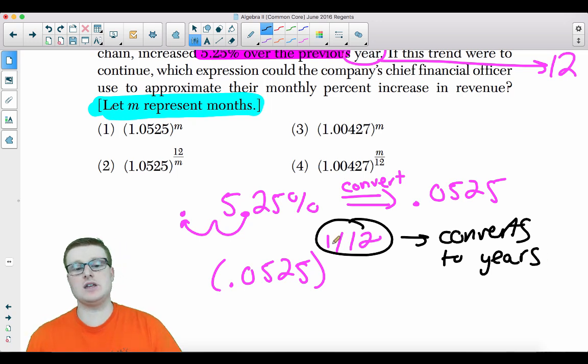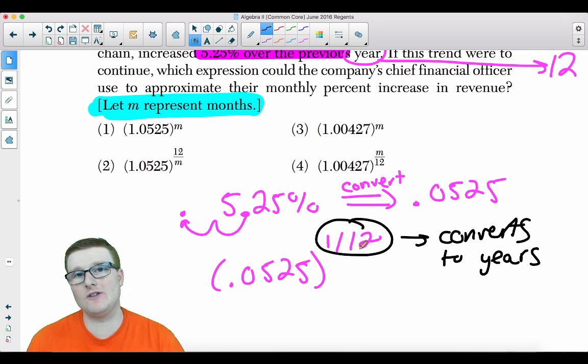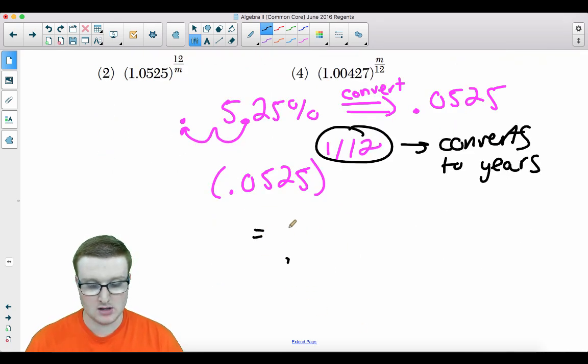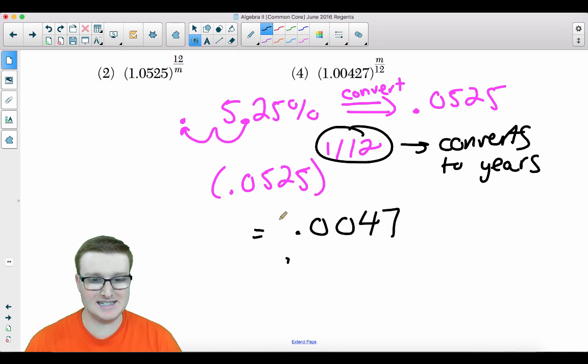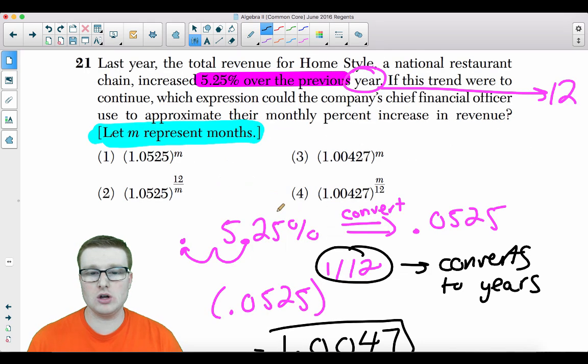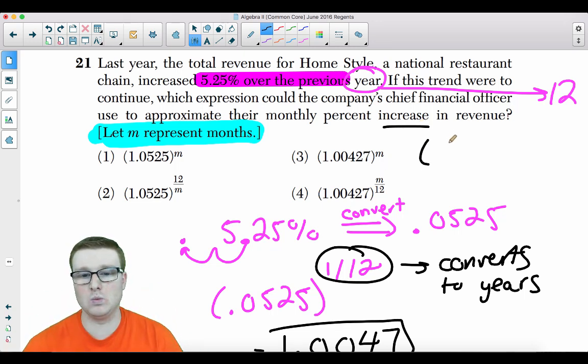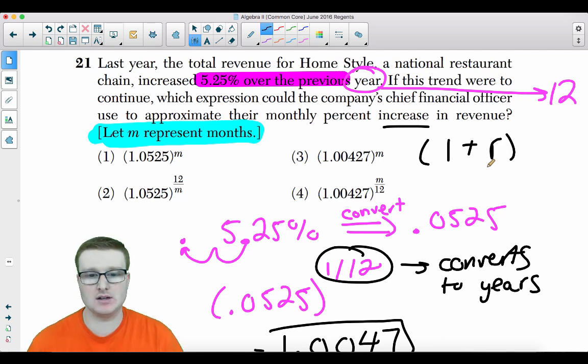Because for every year there are 12 months in a year. So when you type this into your calculator, you get this number, 0.0047. Okay, so if you look back, it's increasing. So inside the parentheses, it has to be 1 plus the rate. So it's 1.0047. Okay, so your answer in this case is going to be choice 3.